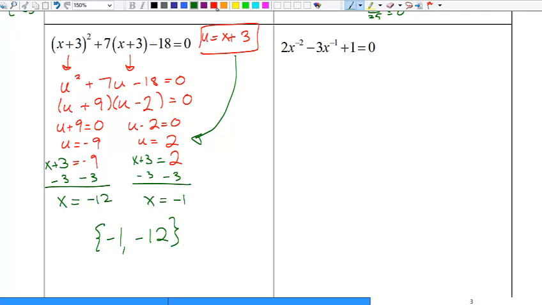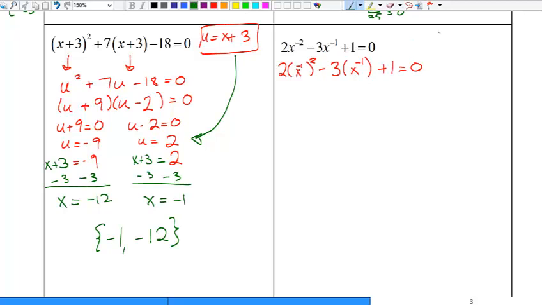All right, looking at our last problem, we have 3 terms. It does equal 0. The last term's a constant, so this does qualify as of the quadratic form. Notice that the first term's exponent is double of the middle term's exponent, so this does qualify. So I can rewrite this as 2x to the negative 1 squared, because negative 1 times 2 is negative 2, minus 3 times x to the negative 1 plus 1 equals 0.